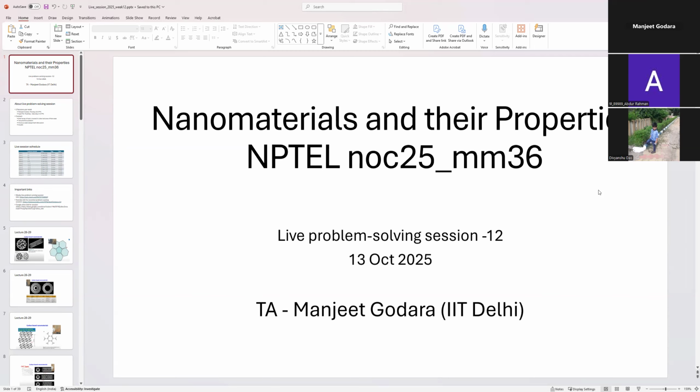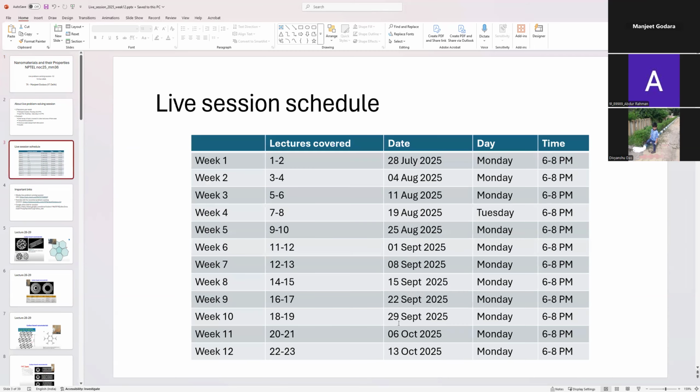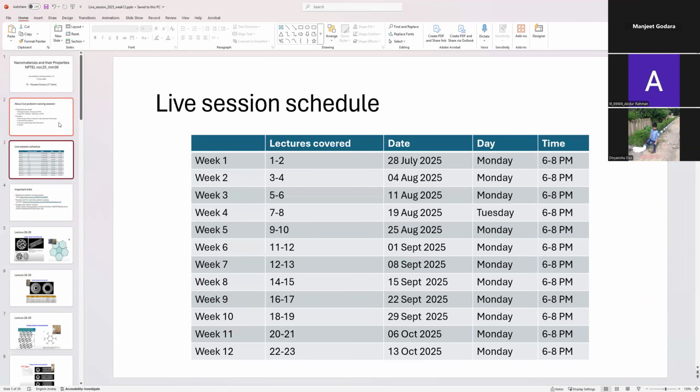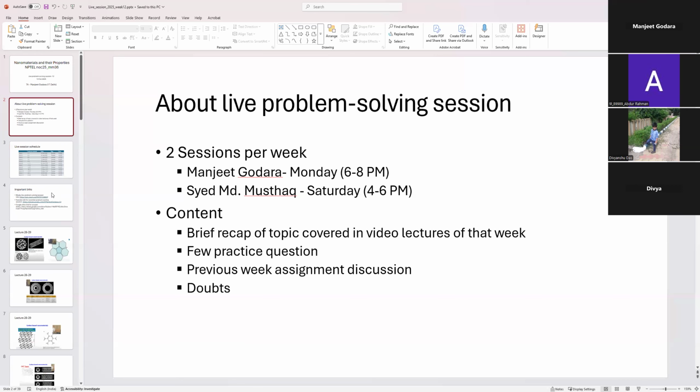Good evening, everyone. So this is our 12th and last problem solving session for the course Nanomaterials and Their Properties. There won't be an animation session this time. Maybe the other teacher might be conducting a survey session.